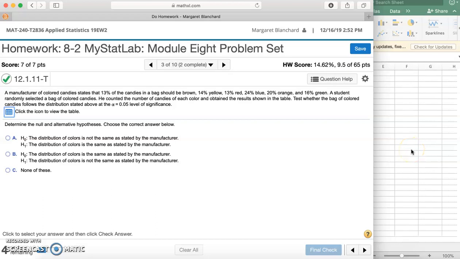Module 8, problem number 3. A manufacturer of colored candy states that 13% of the candies in a bag should be brown, 14% yellow, 13% red, 24% blue, 20% orange, and 16% green.